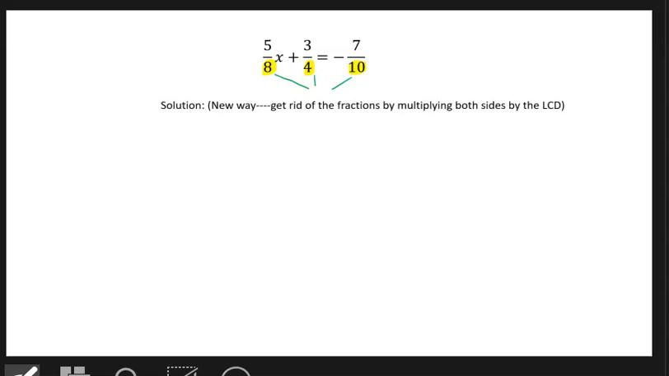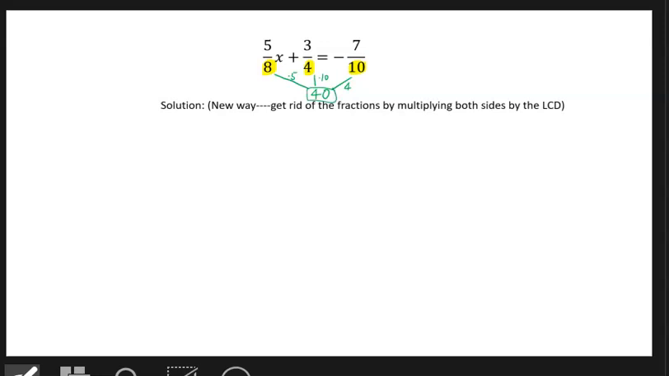So we take multiples of 8, 4, and 10, so we can reach a common multiple. In this case, notice that 40 will work because we can multiply 8 by 5 and 4 by 10 and 10 by 4 to get the common multiple.